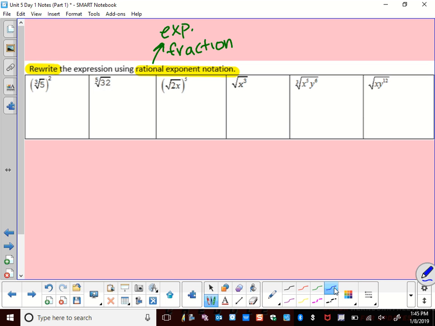Let's take a look at the first one. What is under my radical? What number is that? Guys, it's under my radical. 5. What's my power? My power is up here. That's my power. So my power is 2. My root is over there, which is 3. That's all we have to do. We're not solving anything. We're not typing into our calculator. When it says rewrite, you just rewrite. That's your answer for this because it just told you to rewrite.